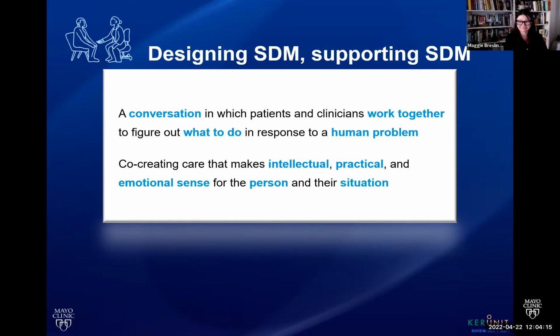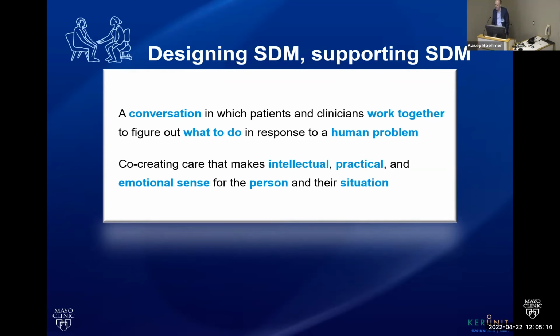So what we're thinking about here is how do we go about designing shared decision making? Or how do we design to facilitate shared decision making, which has been a big focus of the care unit work. To think about that, you have to have some sense of what you're designing for, or what shared decision making is. So our working account is that shared decision making, very simply, is a conversation in which patients and clinicians work together to figure out what to do in response to a human problem, day in, day out, business of medicine. And the purpose of that is to co-create care that makes intellectual, so medically sound, practical, feasible, and emotional sense for the person in their situation.